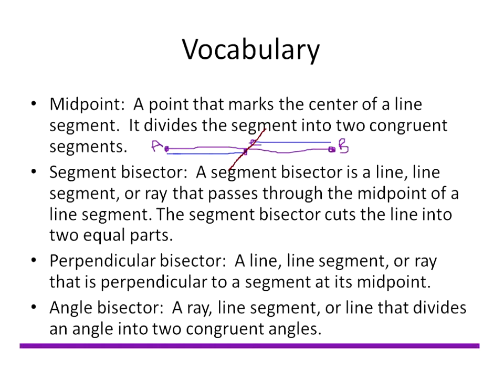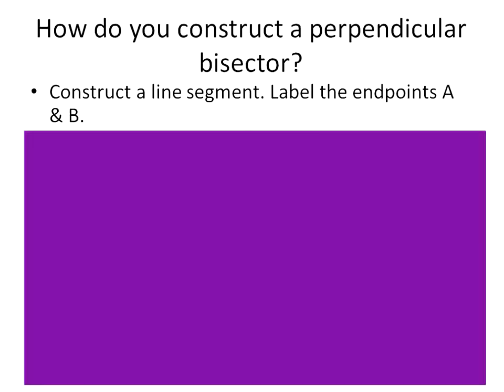If you don't quite get this down, all this information is in the lessons, so I want to move on. So how do you construct a perpendicular bisector? Basically, we're going to do the exact same thing we did before, except to guarantee that it's bisecting. We're going to construct a line segment and label the endpoints A and B. So this time we're doing a line segment, we're not doing a line.